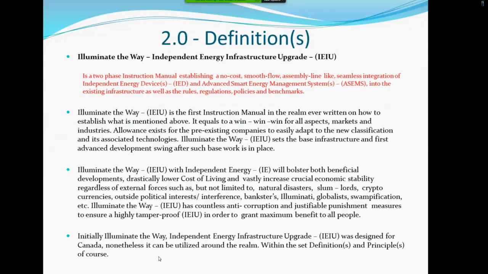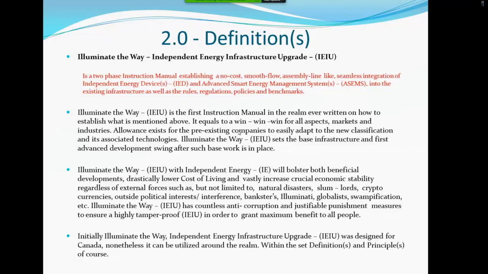Okay, so here is the actual program that works brilliantly for integration, and it provides all the no cost, smooth flow, seamless integrations, assembly line, everything like that. So Illuminate the Way independent energy infrastructure upgrade. And commonly you'll see IEIU being referenced, independent energy infrastructure upgrade. That's what it means. It is a two-phase instruction manual establishing a no-cost, smooth flow assembly line, like seamless integration of independent energy devices and advanced smart energy management systems into the existing infrastructure, as well as the rules, regulations, policies, and benchmarks. So it's the first instruction manual that actually is do this, this happens, do this, this happens, and it just goes like that as the further development goes along.